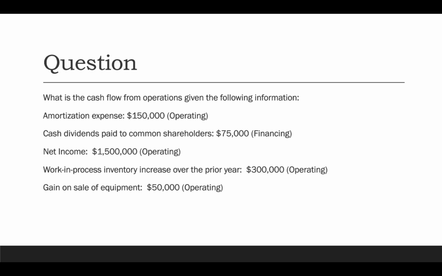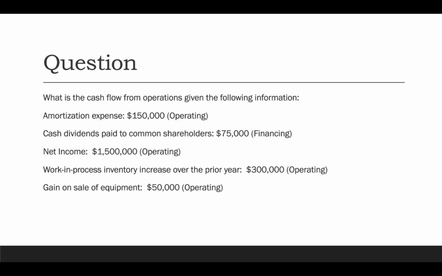So let's look back at our pieces and categorize them as operating, financing, or investing activities. We said amortization is operating, cash dividends is a financing activity, net income is operating activity, work in process inventory is operating because that's a current asset, and the gain on the sale of the equipment is an operating cash flow adjustment. The actual sales price of the equipment would go in as a positive cash flow under the investing section, but we're not given that information here.